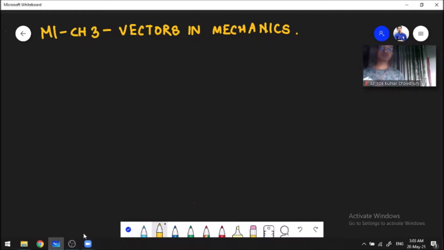Hello everyone. Today we will be doing M1 chapter 3, vectors in mechanics, and for this I will be following this book right here. So the first thing that we have to learn is the difference between a scalar and a vector quantity, particularly the differences between distance and displacement, velocity and speed.